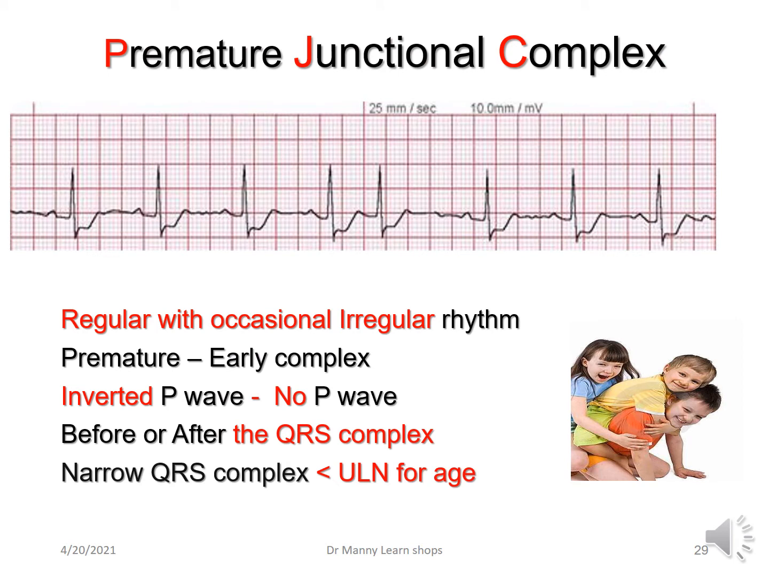So a premature junctional complex is very similar to a premature atrial complex. It's regular with occasional irregular rhythm because these premature beats make the rhythm irregular. You can have an inverted P wave before or after the QRS complex, or no P wave because it's hidden in the QRS complex. And the QRS complex is typically a little bit narrower. It may not be for the upper limit of normal age group.